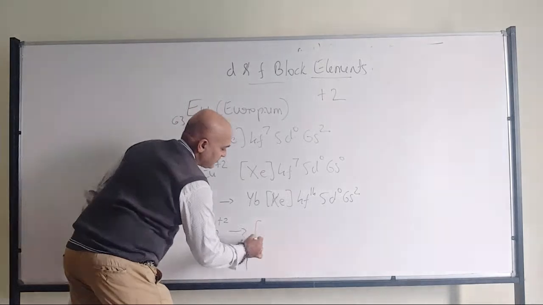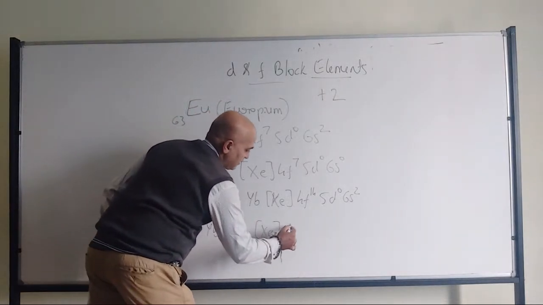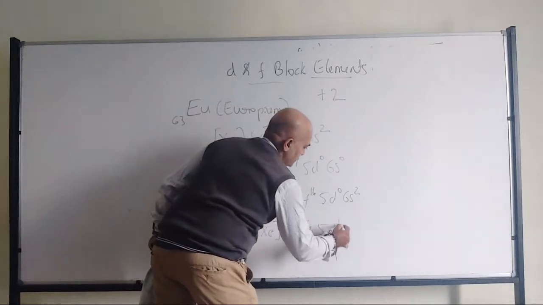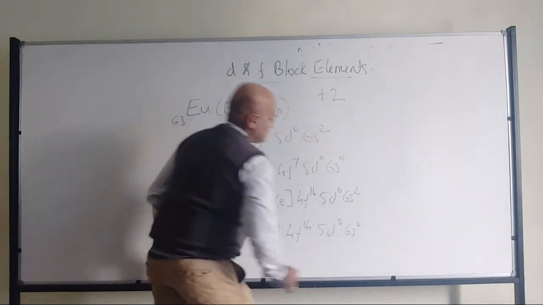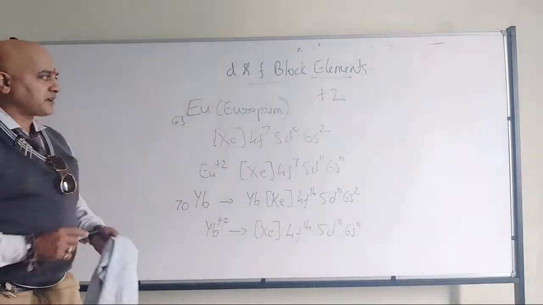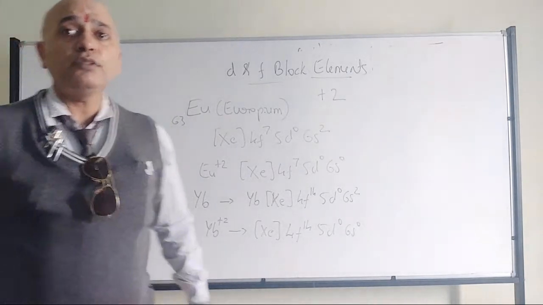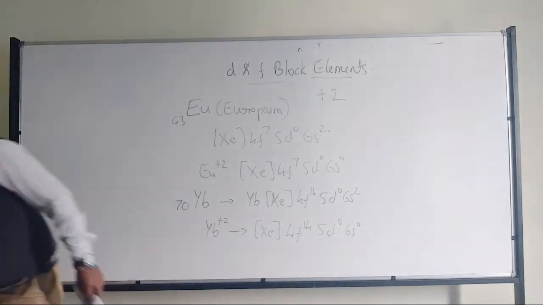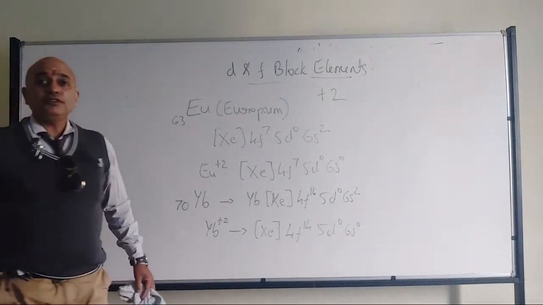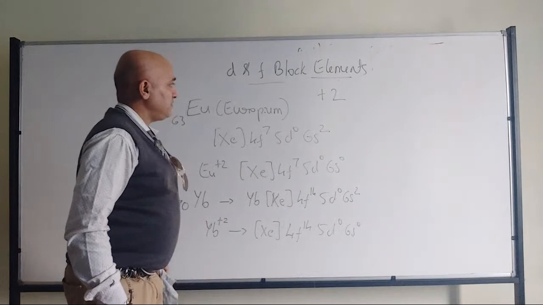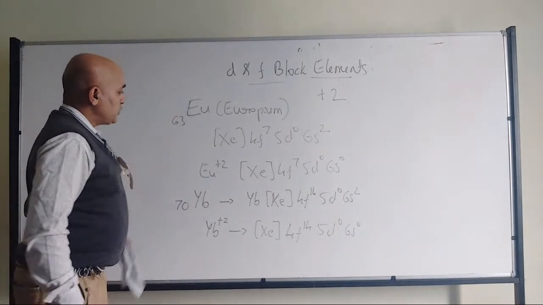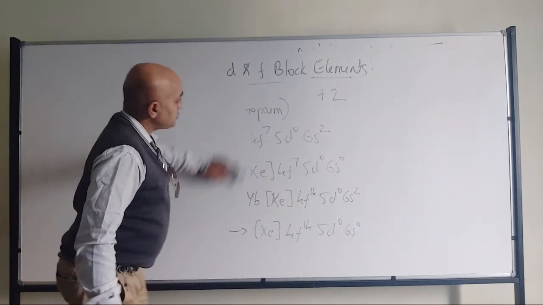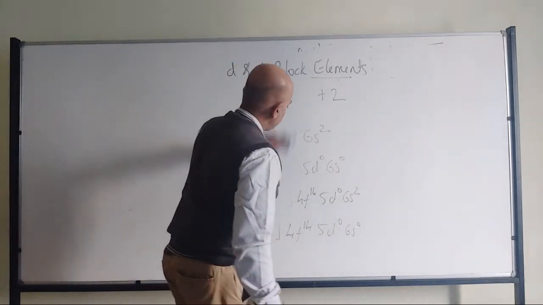So that's where we have the xenon core, 4f14, 5d0, 6s0. Okay? So these will help you out in your competitive exams. Please remember. These are the concepts which are going to help you in your competitive exam. That's where we have europium and ytterbium which can have the +2 oxidation state.